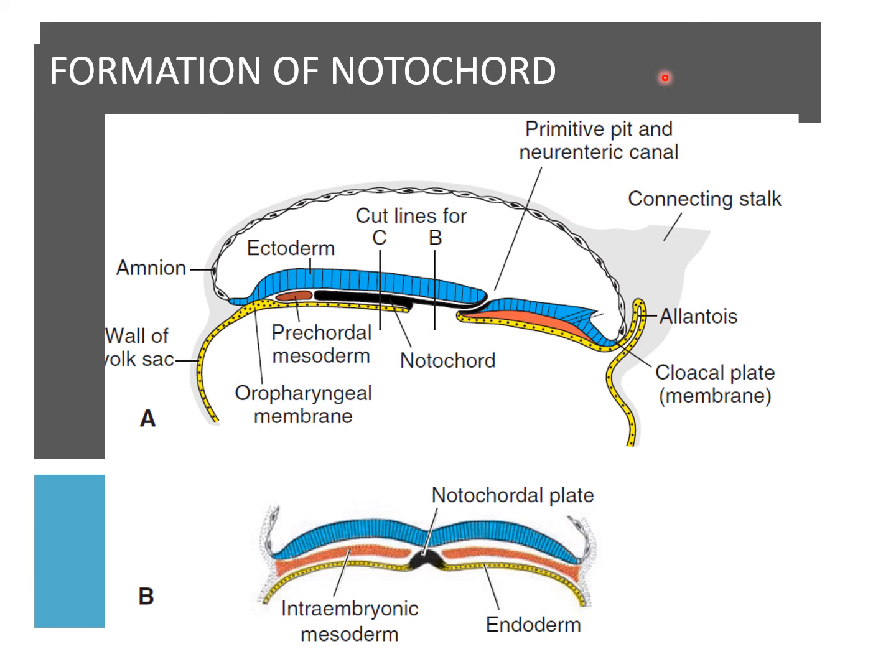Now take a look at the point where the primitive pit forms an indentation in the epiblast. That would be here. So see that indentation? That's your neurenteric canal that would temporarily connect the amniotic cavity with that of the yolk sac cavity.